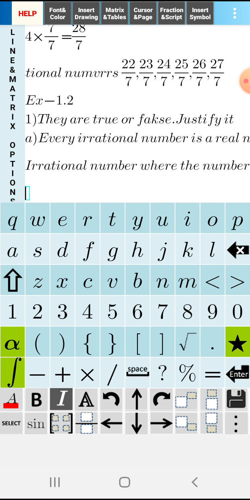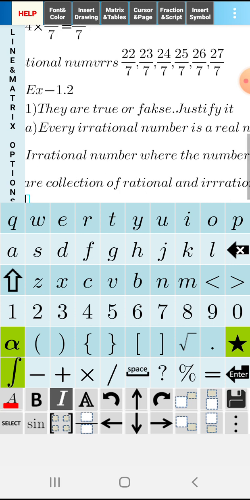So what is a real number, as I said in the last class when I was explaining. The real number is the collection of rational numbers and irrational numbers. The collection of rational and irrational numbers gives us the real numbers.